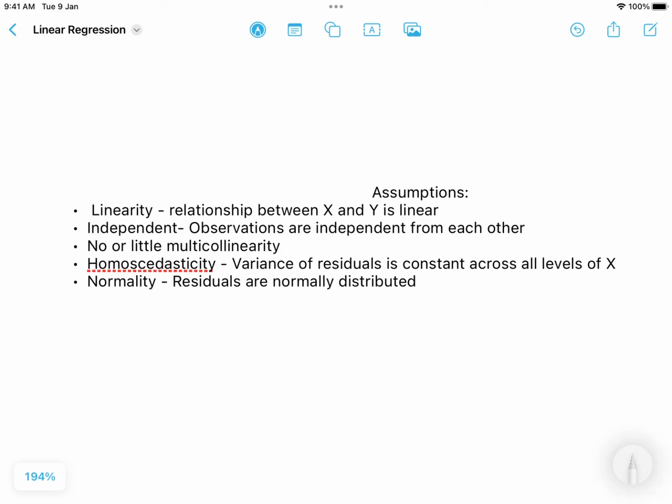And I have already explained the term linear. What does it mean?